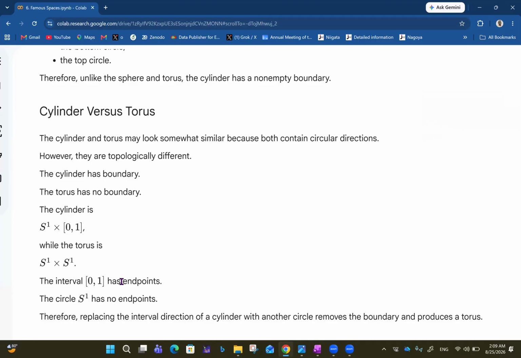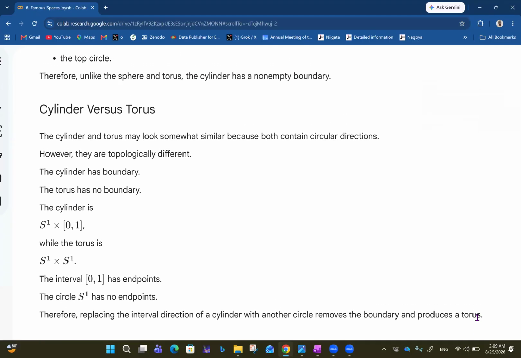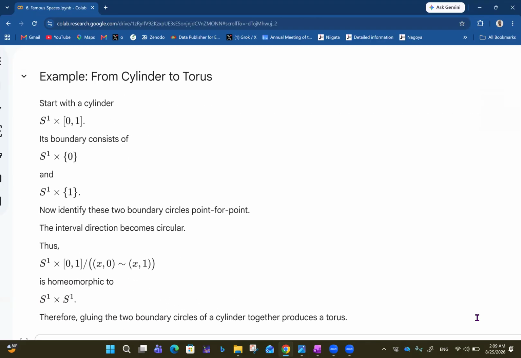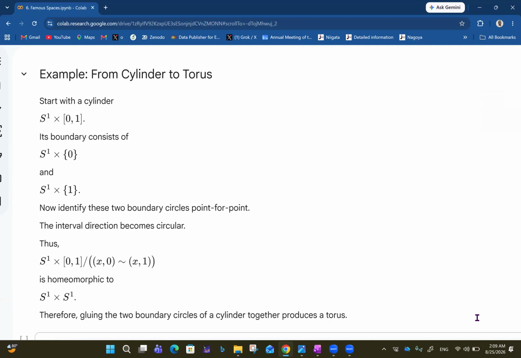The interval [0, 1] has endpoints, the circle S1 has no endpoints. Therefore, replacing the interval direction of a cylinder with another circle removes the boundary and produces a torus, like that. So let's talk about going from cylinder to torus.